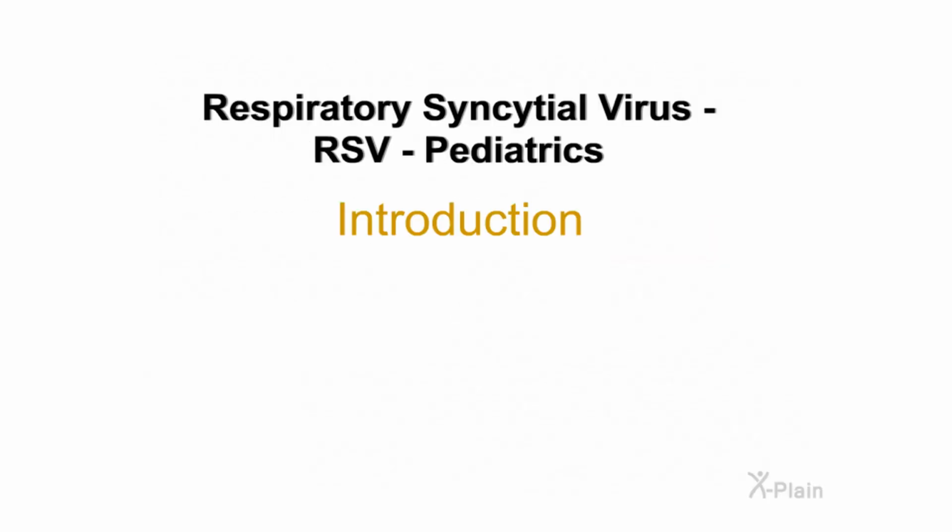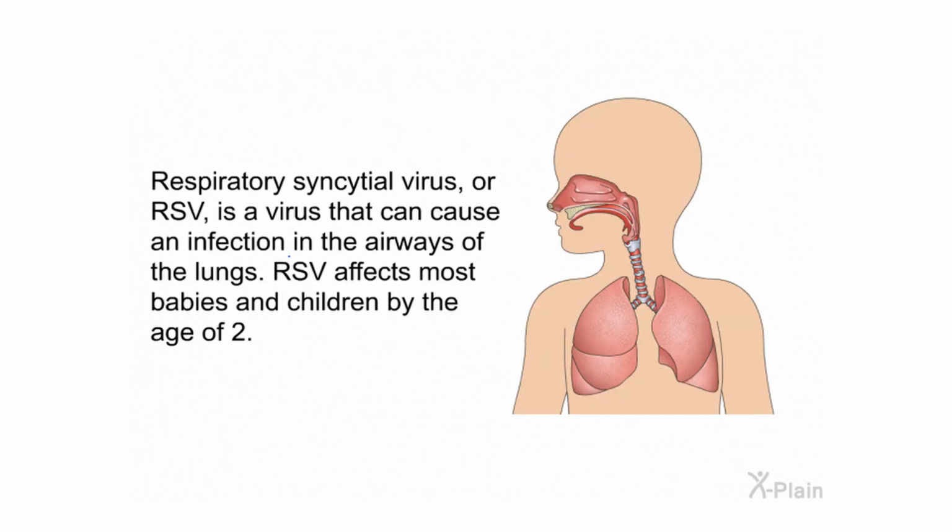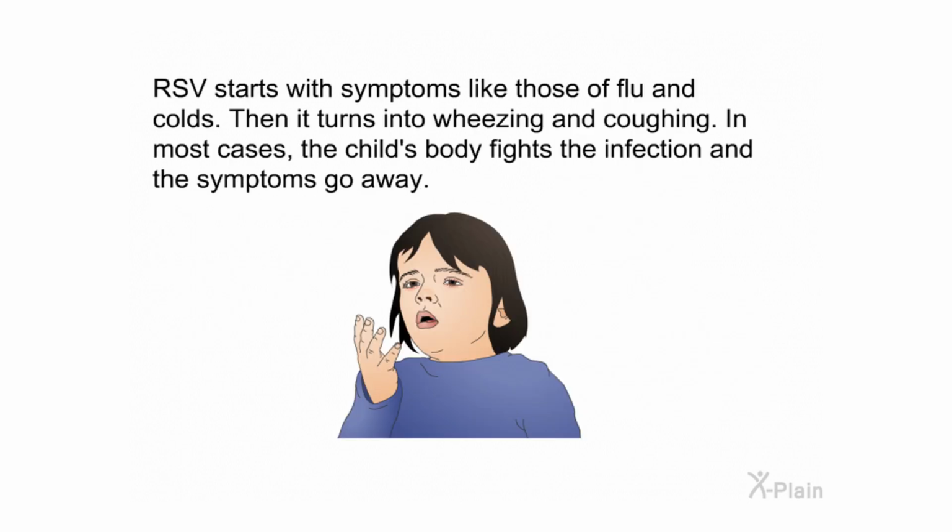Respiratory-syncytial virus, RSV, Pediatrics. Introduction. Respiratory-syncytial virus, or RSV, is a virus that can cause an infection in the airways of the lungs. RSV affects most babies and children by the age of 2. RSV starts with symptoms like those of flu and colds. Then it turns into wheezing and coughing. In most cases, the child's body fights the infection and the symptoms go away.